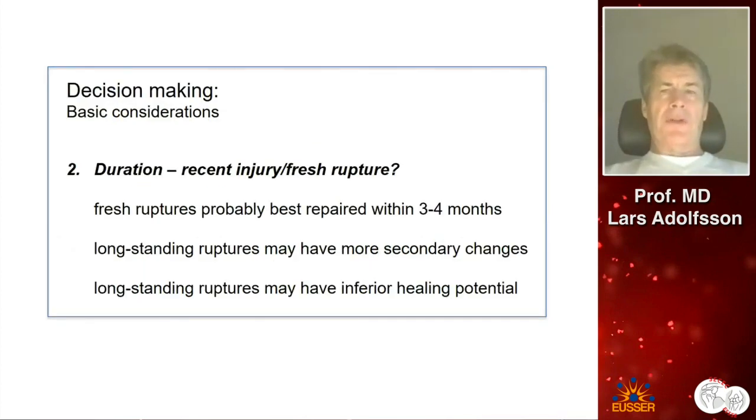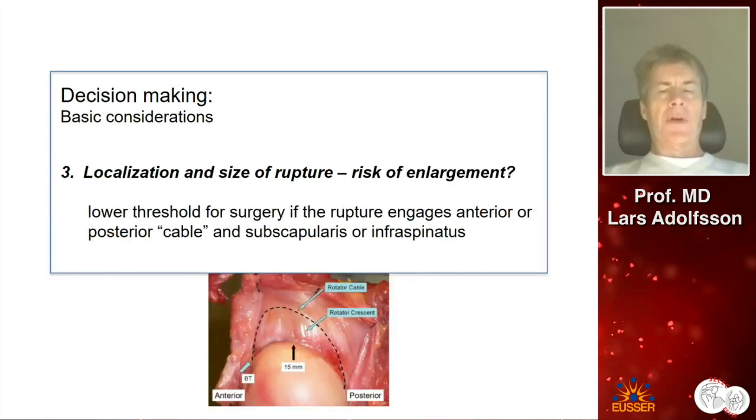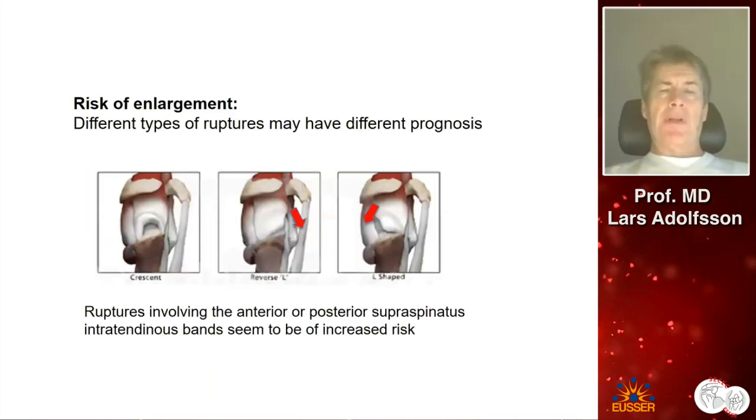I also want to know if it's a fresh or an old rupture, because that tells me something about healing potential. I want to know about localization of the rupture, because if it engages the infraspinatus and subscapularis a little bit, apart from only the supraspinatus, we are more keen to repair it. And particularly because if it's anterior or posterior directed, it also tends to enlarge a little bit more than if it's just inside the supraspinatus cable region.